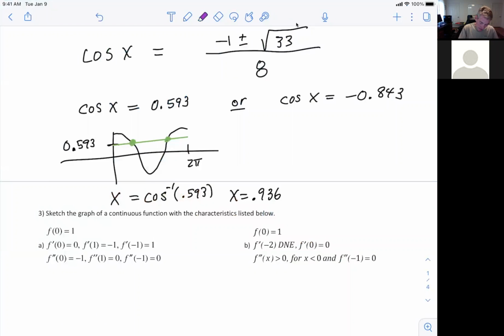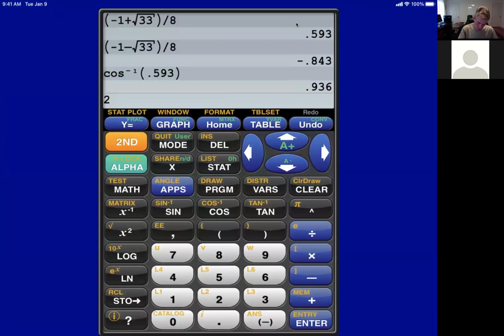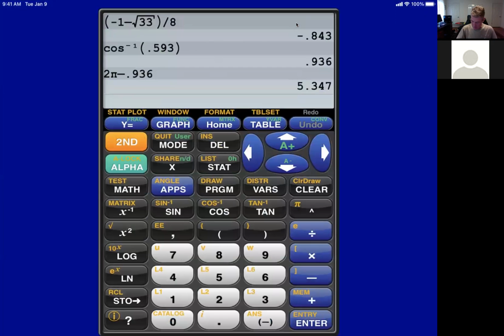So that means that on the x-axis, if you go from here to where that green dot is, that's a length of 0.936. And because the graph is symmetric, you could also go from the 2 pi and go to the left to find out where the second green dot is. So that means that the second answer is going to be 2 pi minus 0.936. So 2 pi minus the 0.936. So another answer is 5.347.